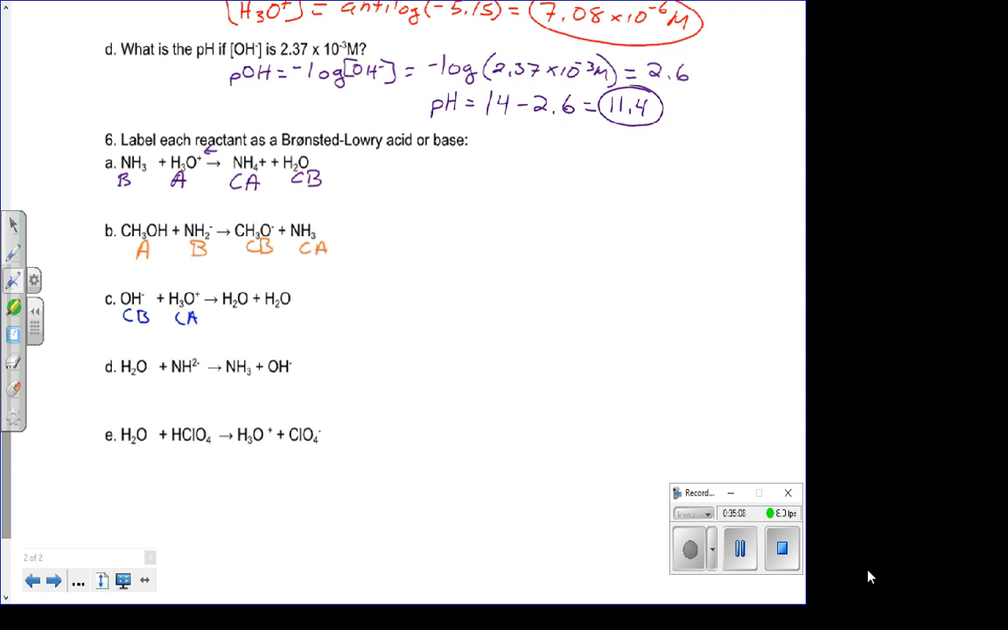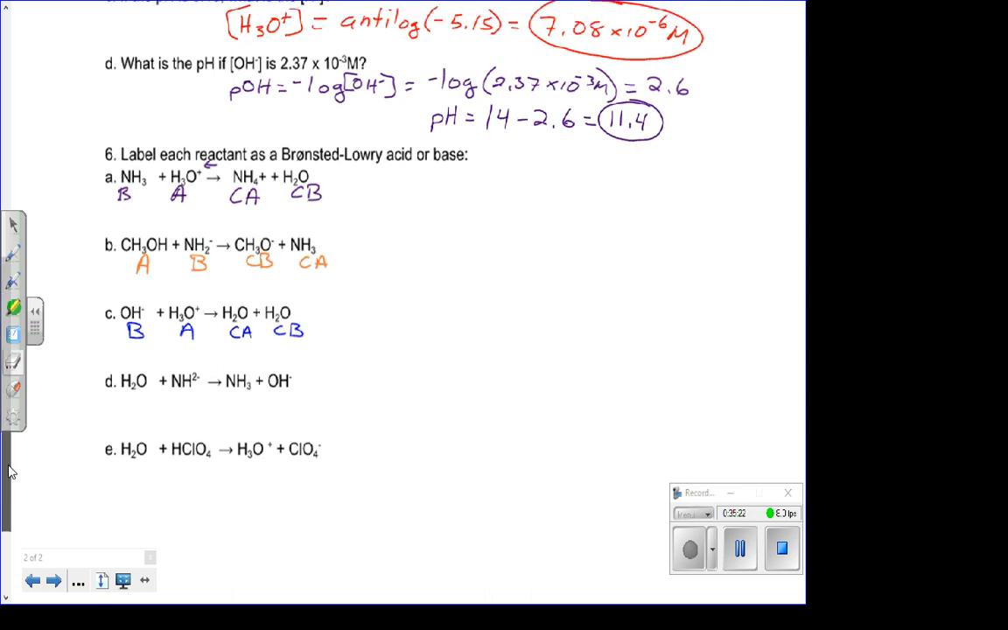If the first one was our base, it's going to become our conjugate acid. I don't know why I put C's in front of these over here. That would be base, that would be acid. So the conjugate acid and this one conjugate base.